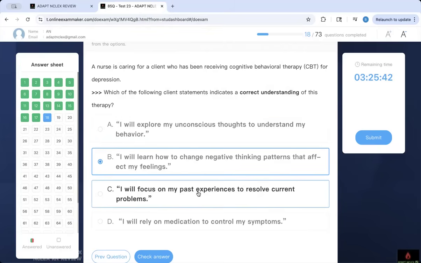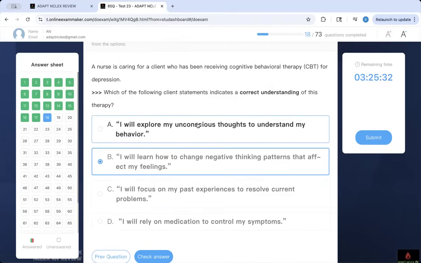I will focus on my past experience. Past experience is not it. You're changing your thinking. I rely on medication. You're not changing your thinking. A is a trap. That's what the NCLEX will give you. Watch for that. Unconscious thought to understand my behavior? No. You're changing your thinking pattern to affect your behavior.